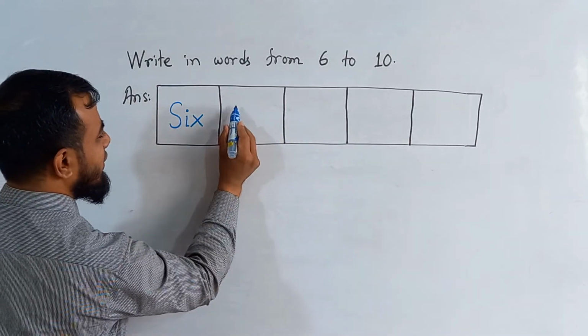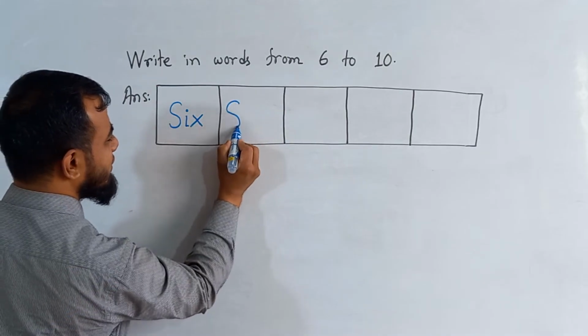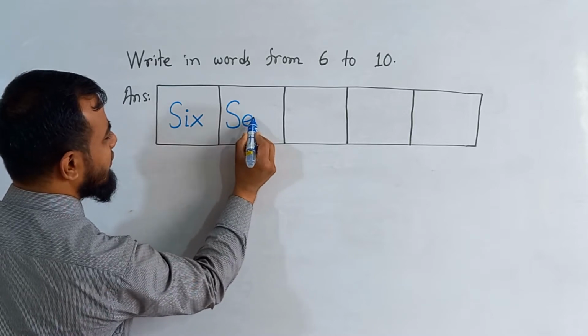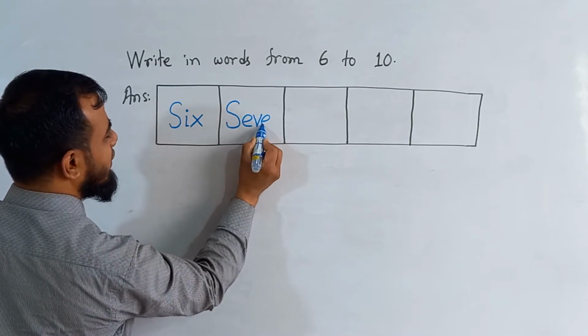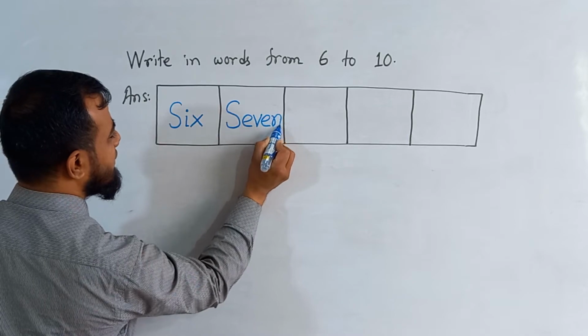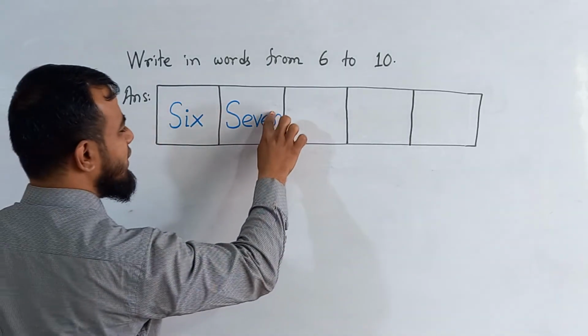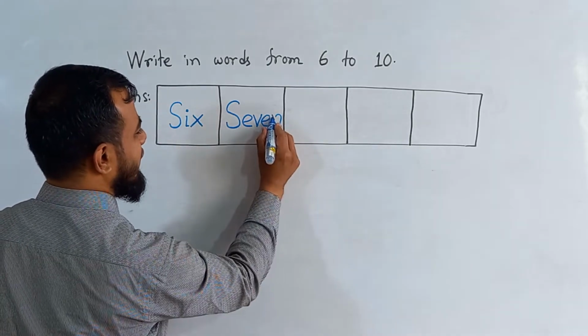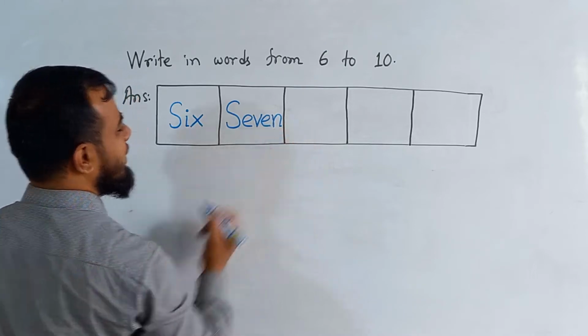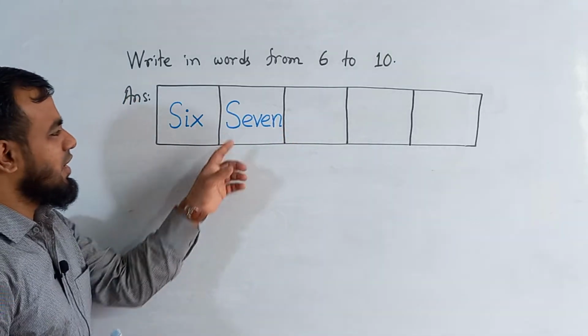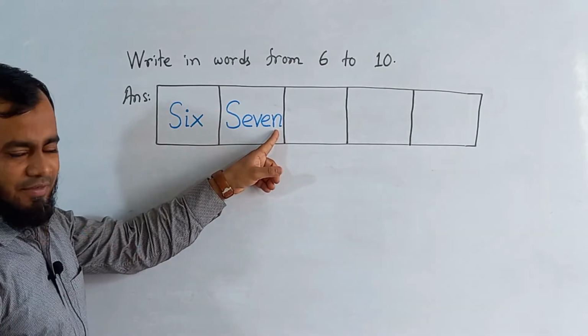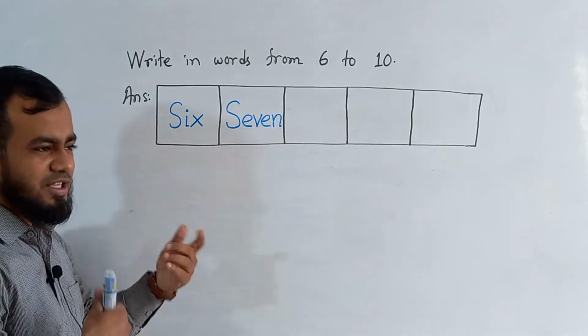S-E-V-E-N, 7. I repeat, it's S-E-V-E-N, 7. After 7, the number that comes is 8.